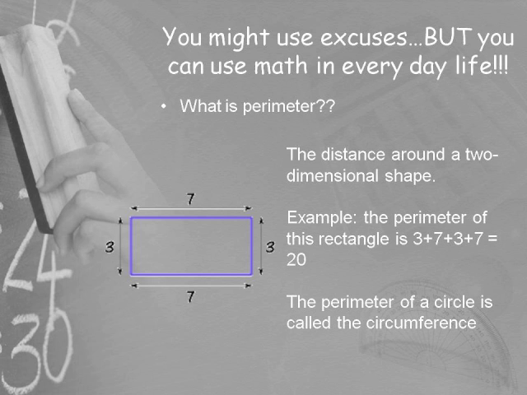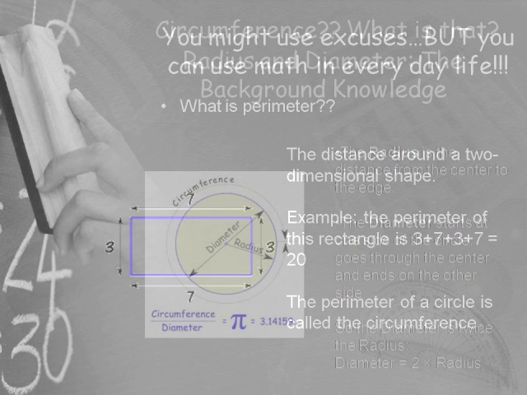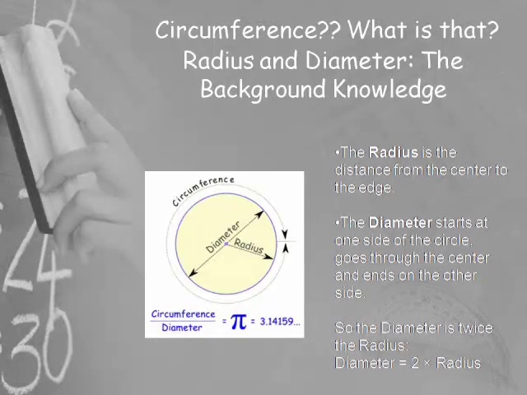The perimeter of a circle is called the circumference. What is circumference, you say? Well, let's get some vocabulary down first. The radius is the distance from the center to the edge. The diameter starts at one side of the circle, goes through the center, and ends up on the other side. You can see an example of what I'm talking about on the image. So the diameter is twice the radius, so diameter equals 2 times radius.